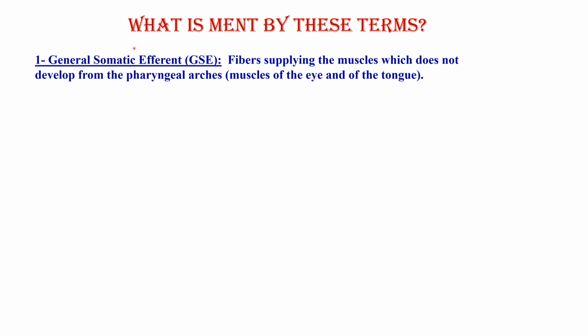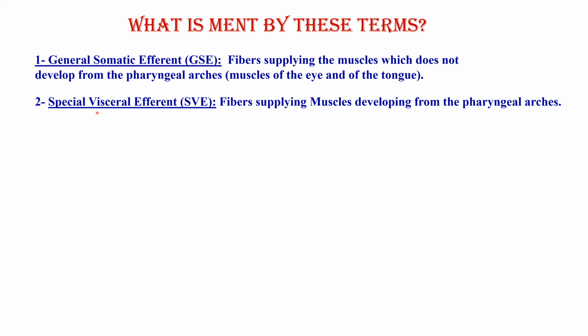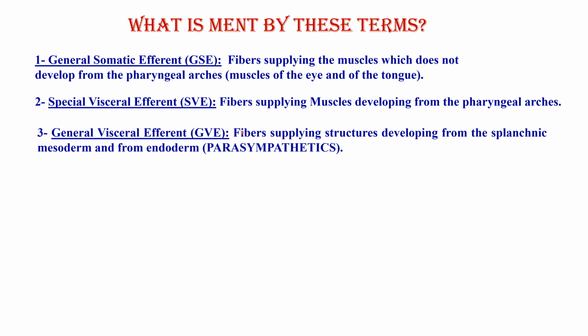The general somatic efferent or motor fibers are those fibers supplying the muscles which do not arise from the pharyngeal arches. Simply, they are the muscles of the eye and the tongue. That is the meaning of general somatic efferent. While special visceral efferent fibers are those fibers supplying the muscles developing from the pharyngeal arches. That is the difference.